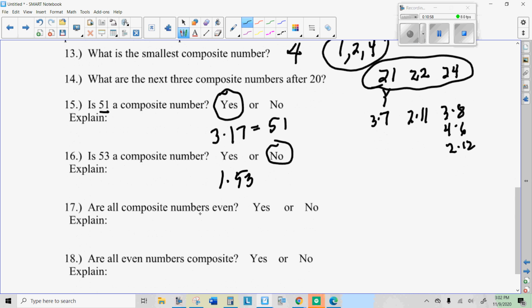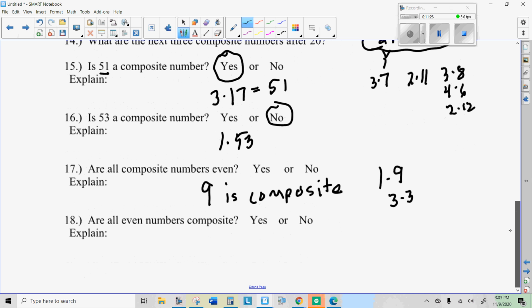Are all composite numbers even? See if you can think of a number that would be a counterexample to this, an odd number that is composite. I found the first odd composite number, which is 9, because with 9, you can do 1 times 9 to get 9, but you could also do 3 times 3. So it has 3 factors, which makes it composite.